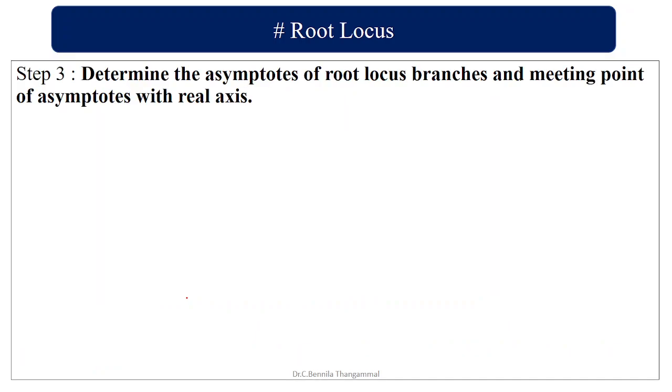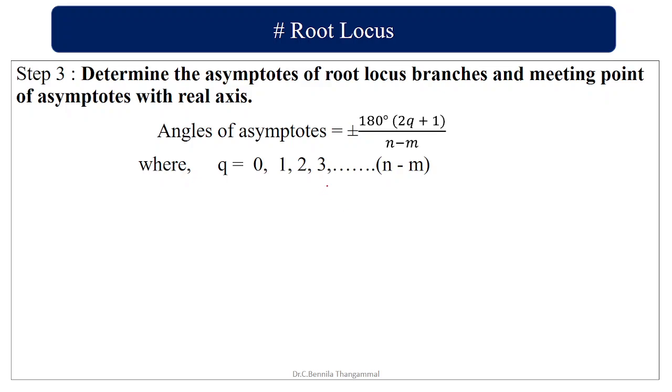Step 3 is to determine the asymptotes of the root locus branches and the meeting point of the asymptotes with the real axis, which is called the centroid. The formula is plus or minus 180 degrees times (2q + 1) divided by (n minus m), where q is 0, 1, 2, 3 up to n minus m. You know very well, n is the number of poles and m is the number of zeros. Here we have 3 poles and 1 zero, so n minus m is 3 minus 1, which is 2. So q is equal to 0 and 1.